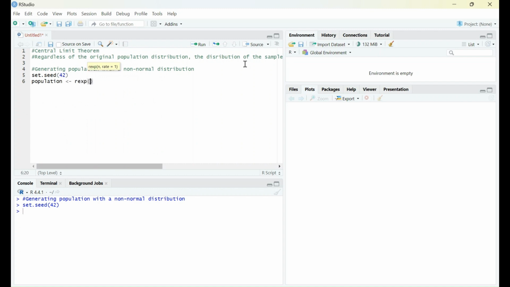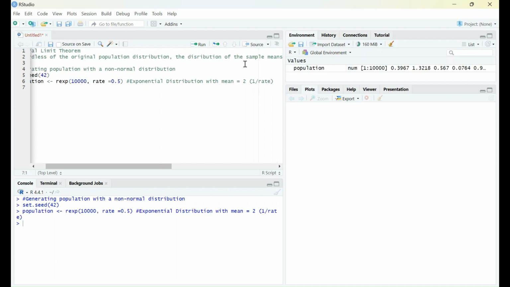Now generate population. We'll take an exponential distribution of, let's say, sample size of 10,000 and mean of 2. This creates an exponential distribution with mean 2. Mean is equal to 2, that is 1 by rate. Let's run this code. Now our population is generated.